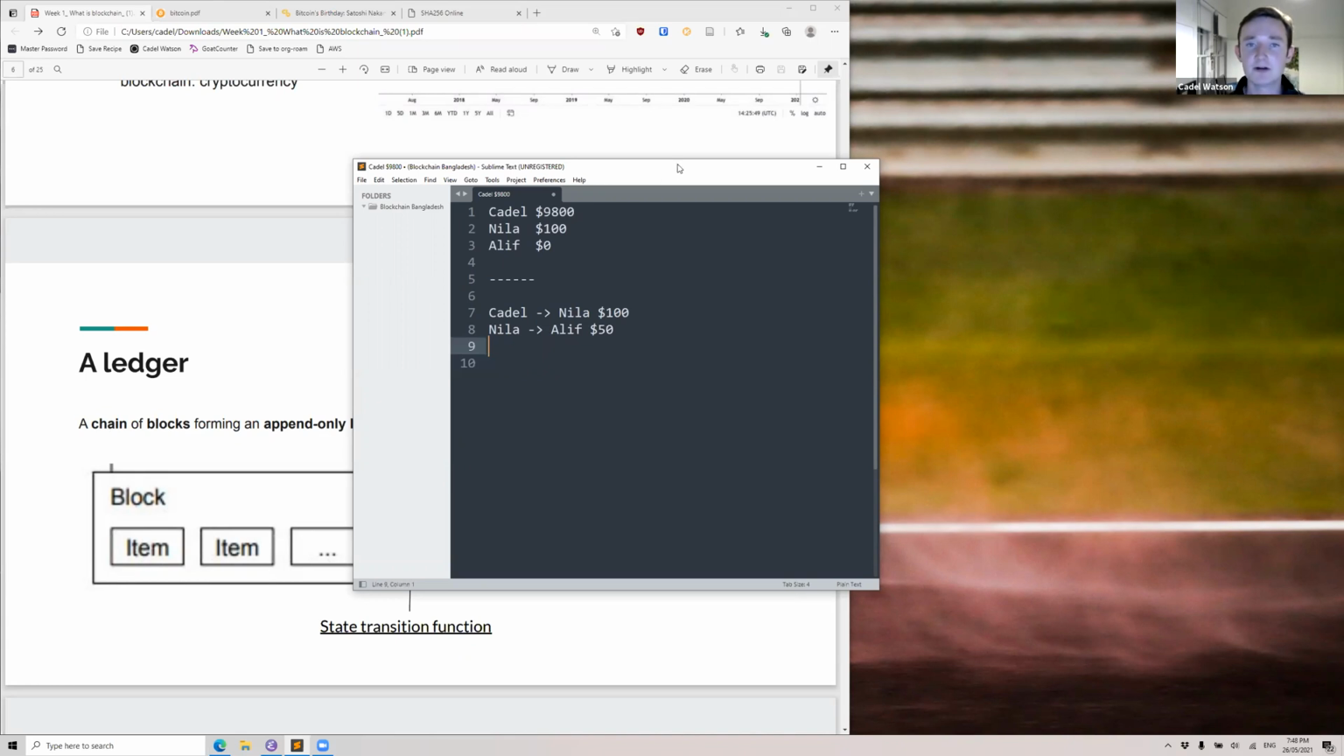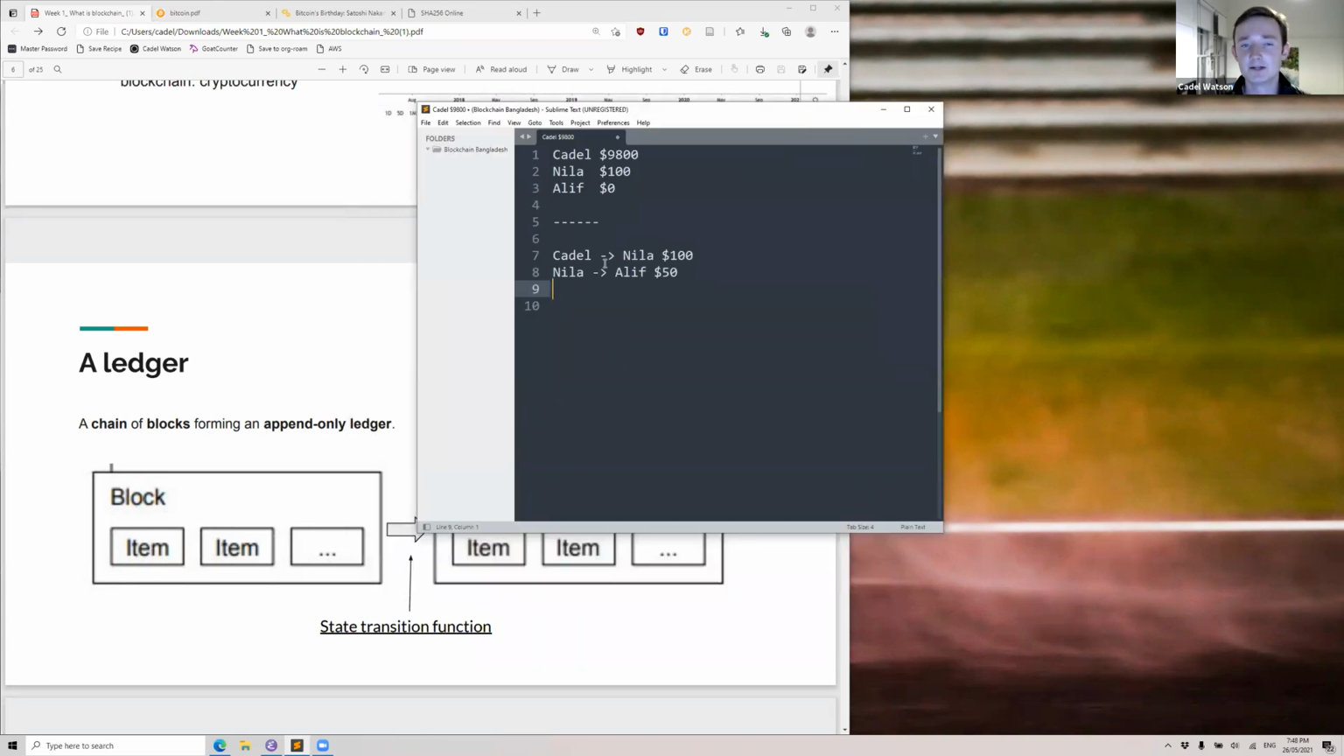Then if you want to check the balance, what we have to do is combine all of these updates one after the other, and we end up reconstructing the final balances like this. So we'd first apply this transfer from me to Neela, then from Neela to Alif, and we end up with our final balances.